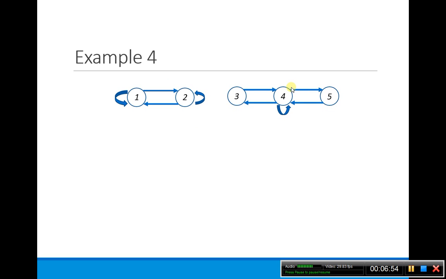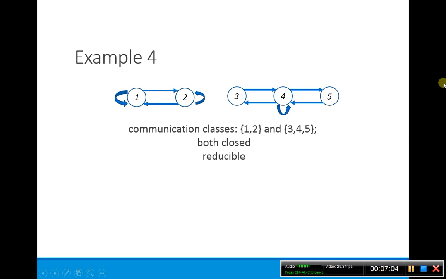So here's another example. We've seen this one before, right? We have 5 different states. States 1 and 2 communicate, and 3, 4, and 5 communicate. So we have 2 communication classes. We've talked about this before. Both of these are closed, and it is reducible. So if we find the period for 1 or 2, then it's the same for the other one. And same thing, if we find out one of these, then it's the same for the other.